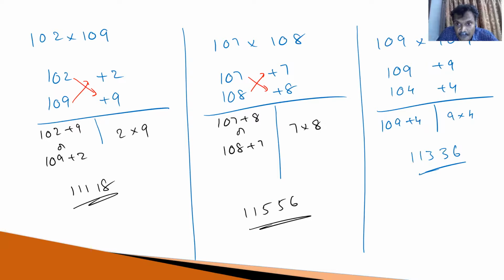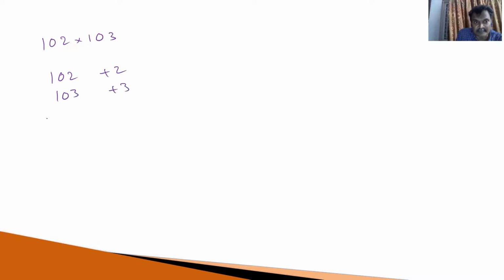Is it clear, all of you? Yes, sir. Okay. Now, suppose the question is 102 into 103. What happened? Here, 102. What is the difference? The difference is equal to 2. So plus 2. 103. What is the difference? Plus 3.